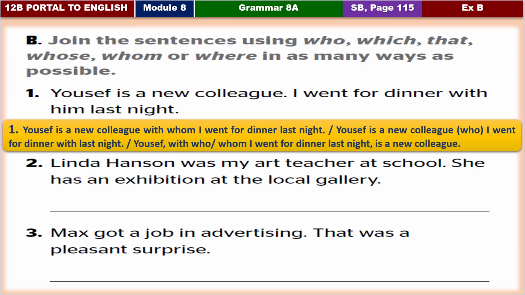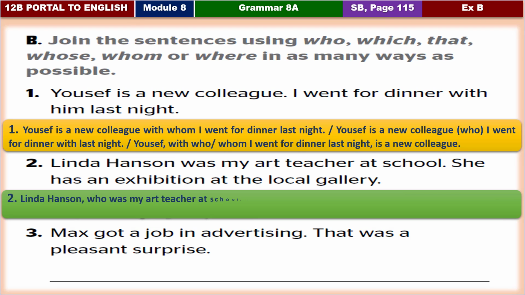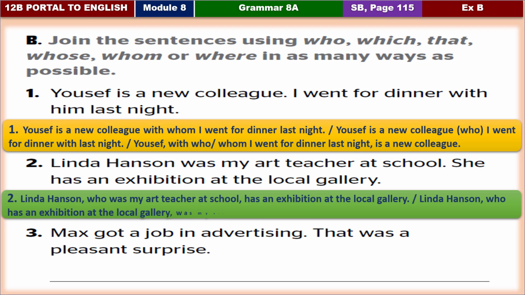Okay, now let's move to check question number 2. Linda Hansen was my art teacher at school. She has an exhibition at the local gallery. Question number 2 has 2 possible answers. Number 1, Linda Hansen, who was my art teacher at school, has an exhibition at the local gallery. Or Linda Hansen, who has an exhibition at the local gallery, was my art teacher at school.